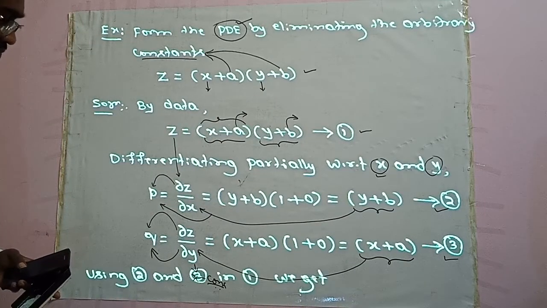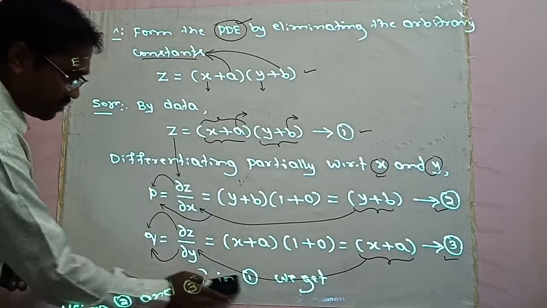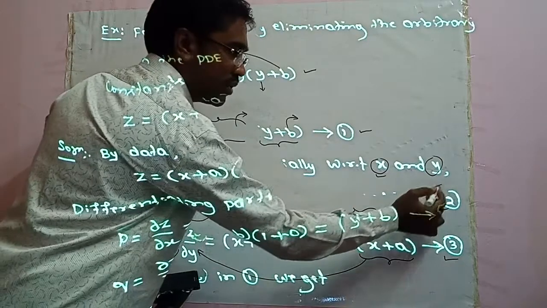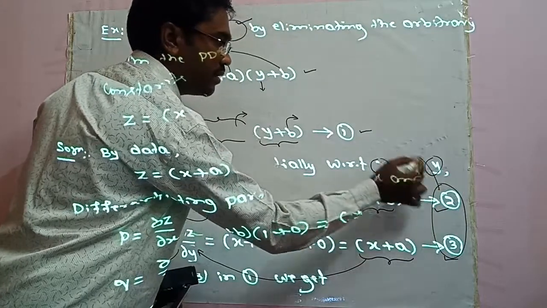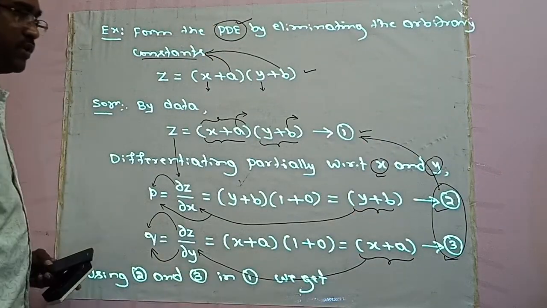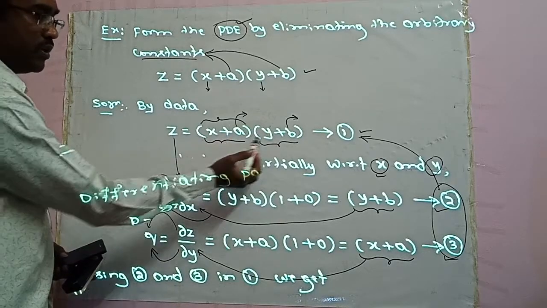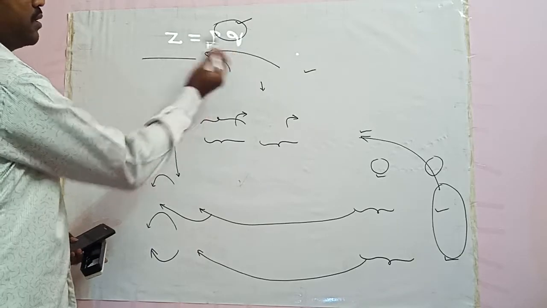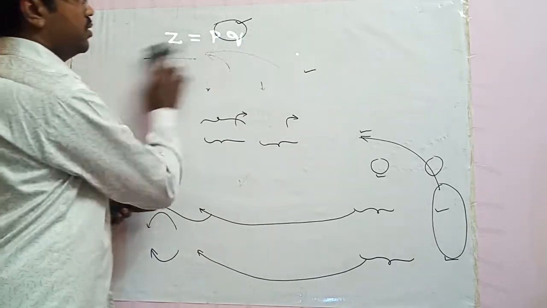Now let us say, using 2 and 3, we are going to use equations 2 and 3 in equation 1. Using 2 and 3 in equation 1, what we get? We replace here q, here we replace p. So we get z is equal to pq.